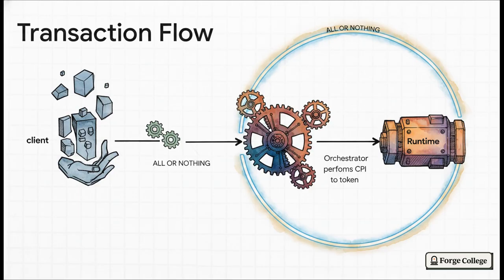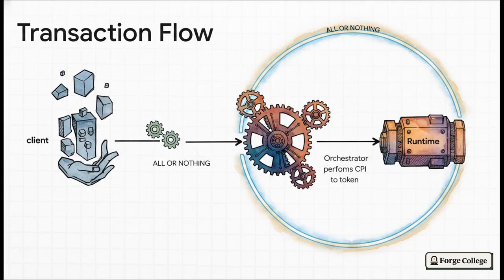First up, the client side assembles all the necessary accounts. It has to know exactly which accounts are going to be touched. Next, we might have an optional ATA creation. If the person receiving the tokens doesn't have a specific account to hold them yet, one just gets created on the fly. Then, your orchestrator performs that CPI we talked about. Finally, the Solana runtime executes all of these instructions atomically.